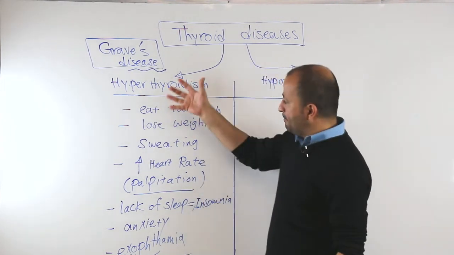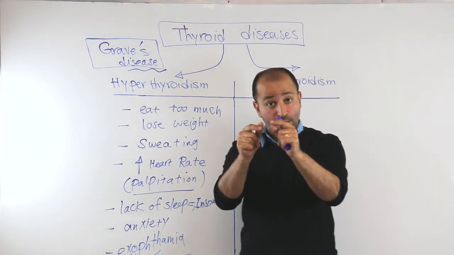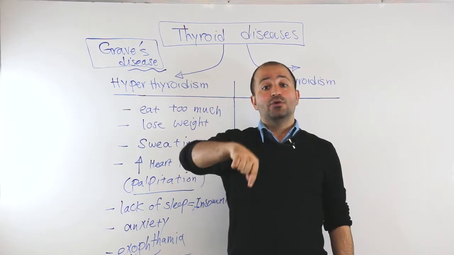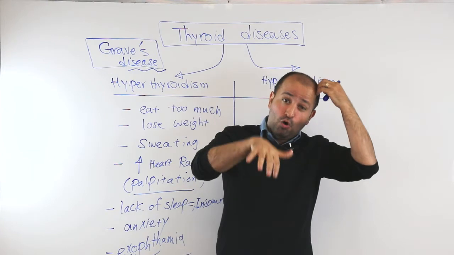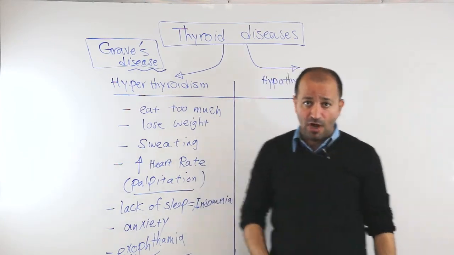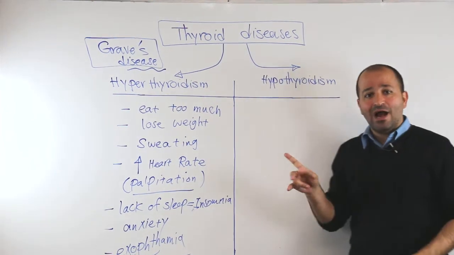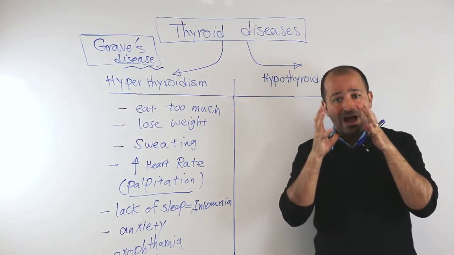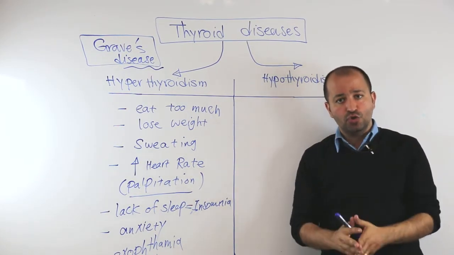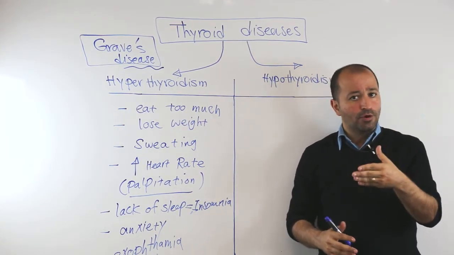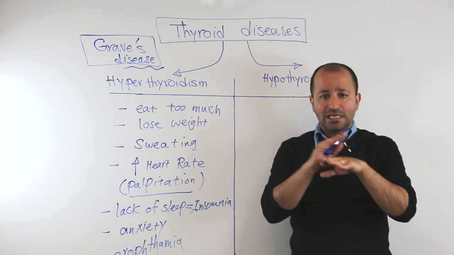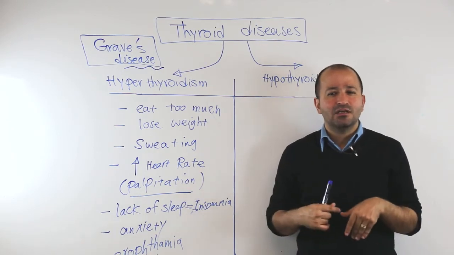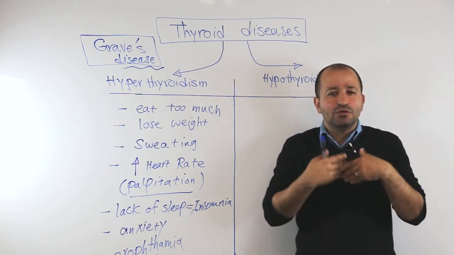So these are the major things you need to know about hyperthyroidism, when there is too much energy available in your body. Hypothyroidism is the opposite. Meaning what? Meaning that you have a thyroid gland which doesn't produce enough thyroid hormone. As a result, everything happens in the opposite way. You don't have appetite because you don't make much energy, so you don't need food.